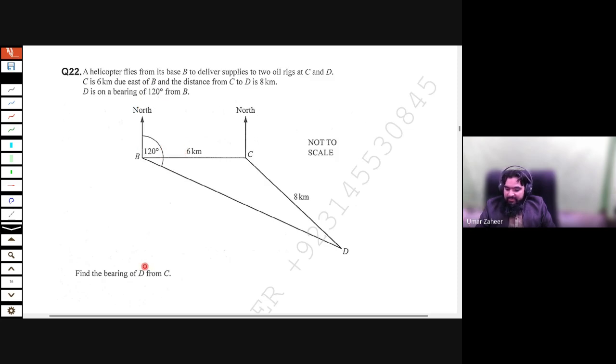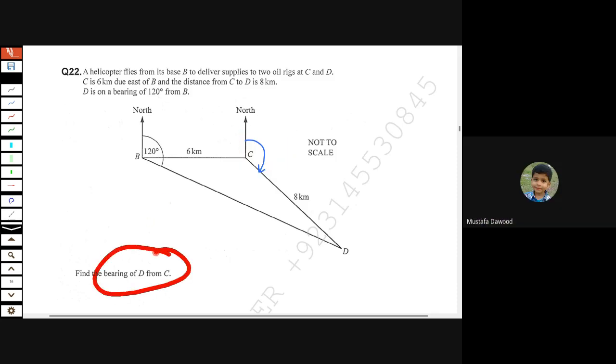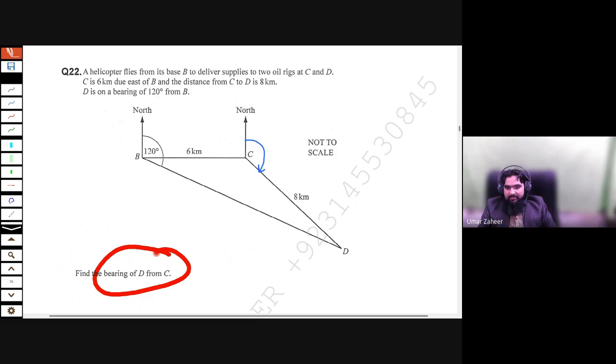Now you have to find the bearing of D from C. It means you have to stand on C and find the bearing of D, meaning this one. Because I told you, you always start the measurement of angle from the north, and measure the angle clockwise till D. Yes, is it clear? The question was clear, what we have to find? Yes, sir.